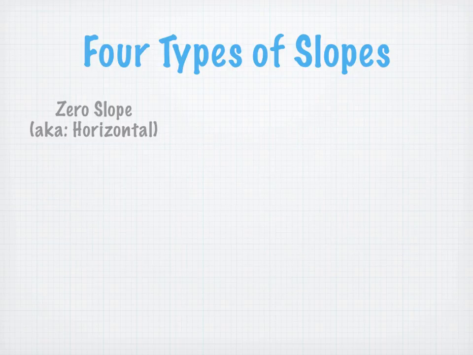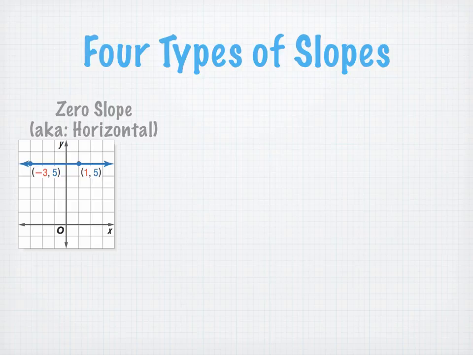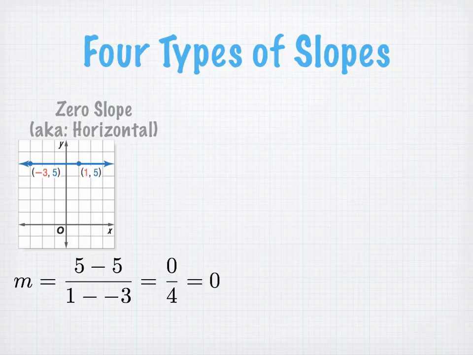It's possible to have a zero slope, and a zero slope exists when we have a horizontal line, strictly horizontal. The reason it's horizontal, if you take a look at those 2 points, -3, 5 and 1, 5, both have 5 as their y-coordinate. And so when we calculate the slope, we get 0 over 4, which of course is just 0. So anytime you have zero slope, that's a horizontal line.